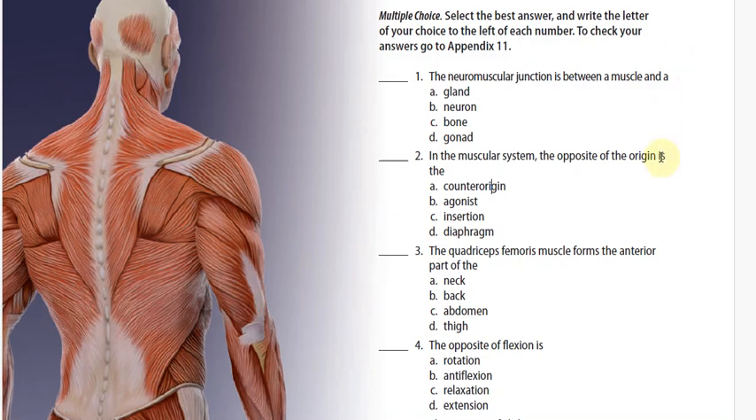Here we have two terms, origin and insertion. Origin is the attachment site of a muscle that remains relatively stable and does not move during muscle contraction. Insertion is the point where the muscle attaches to a bone that moves during contraction.